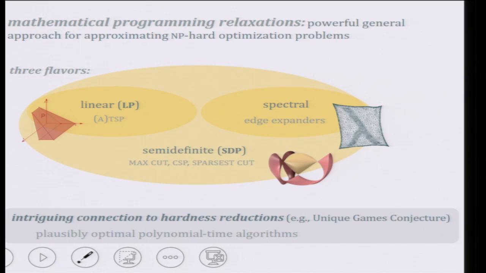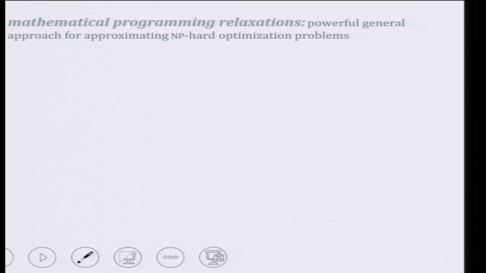I also want to point out that there's a very intriguing connection of algorithms based on mathematical programming relaxations and NP hardness reductions. It turns out that in many cases, the failure of algorithms based on these methods can be translated to hardness reductions. The most prominent case happens in the context of the Unique Games conjecture, where there's a very general way of constructing hardness reductions based on the failure of these kind of algorithms. So in this sense, it's possible that these algorithms are not just the best known algorithms, but they could plausibly be the best polynomial time algorithms for these kind of problems. Okay, so that's the general class of algorithms that we are trying to capture in our model.